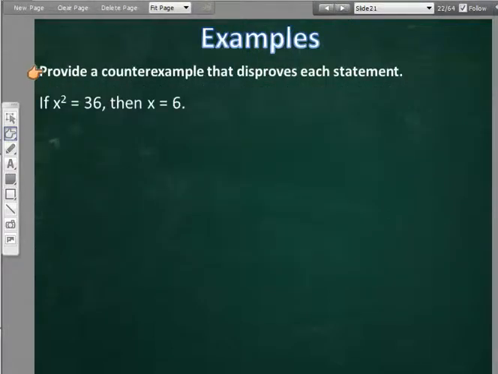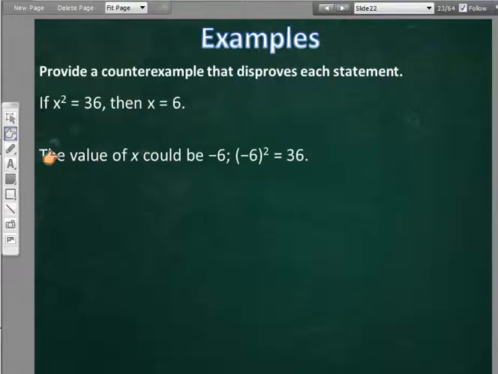Okay, provide a counterexample that disproves each statement. It says if x squared equals 36, then x equals 6. So if I was going to write a counterexample, this is how it would look. The value of x could be -6 because -6 squared equals 36, right? If I had 6 squared, it's going to equal 36, but that's not the only answer x could be. X could also be -6.